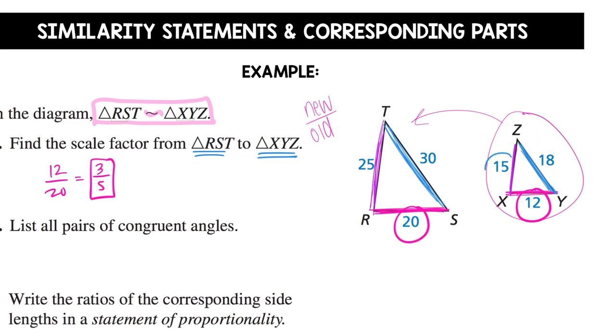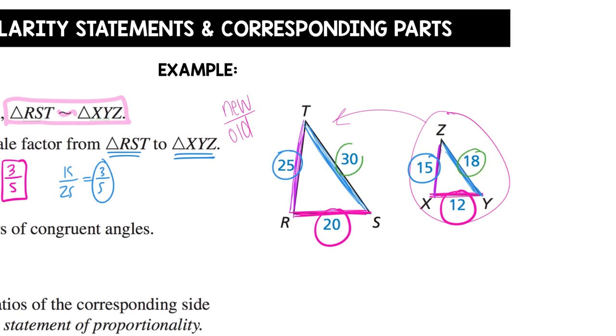Now, if you check all the other sides, it should also equal 3/5. So for example, 15 over 25, that also equals 3/5. And you can check the third one as well, 18 over 30. If you reduce that, that also reduces to 3/5. So as you can see, they all have the same scale factor. So our scale factor here is just 3/5.